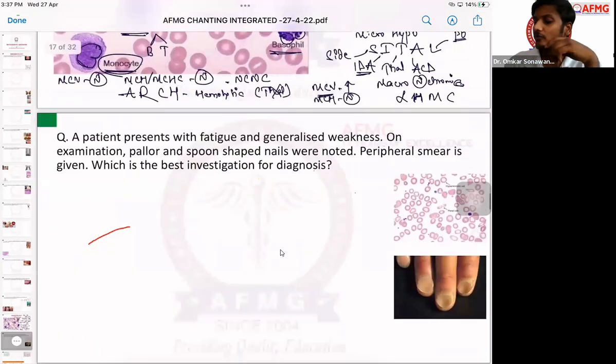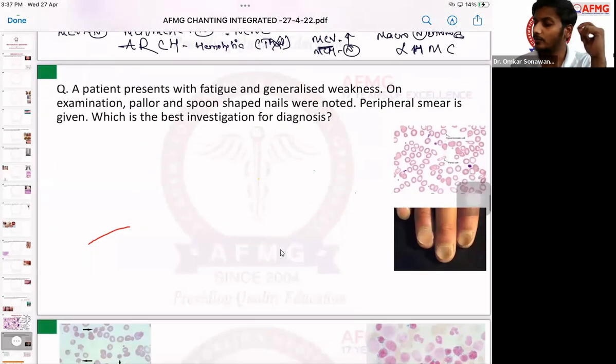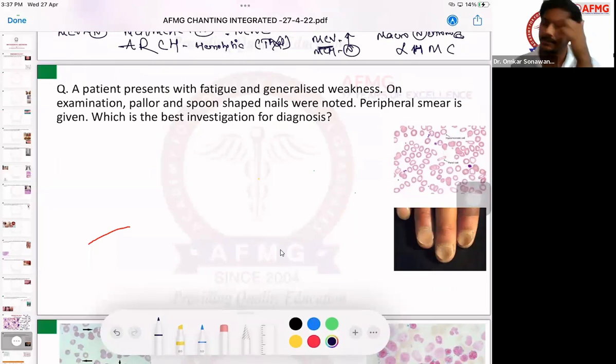Right? If I move further, guys, now talking about every type of anemia, let's discuss it. A patient presents with fatigue and generalized weakness. On examination, pallor is noted. So these are the three classical symptoms of anemia. Any type of anemia will present with these classical features. There would be fatigue, generalized weakness, and pallor, right?